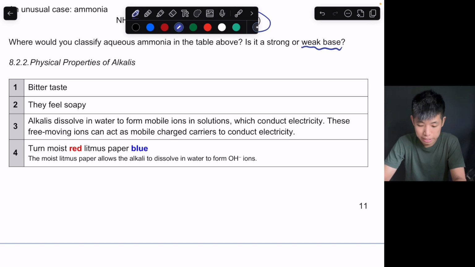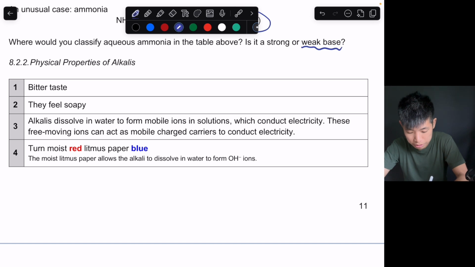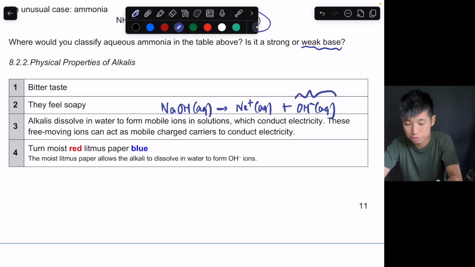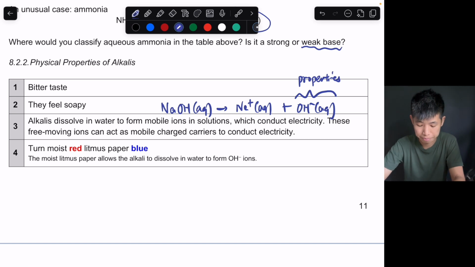Like acids, when they dissolve in water, they form mobile ions. So example again, your NaOH. Your mobile ions are responsible for electrical conductivity. And like your acids, instead of H+, the OH- ions are responsible for the alkaline properties of the base or alkali. Last but not least, they turn your red litmus paper blue.